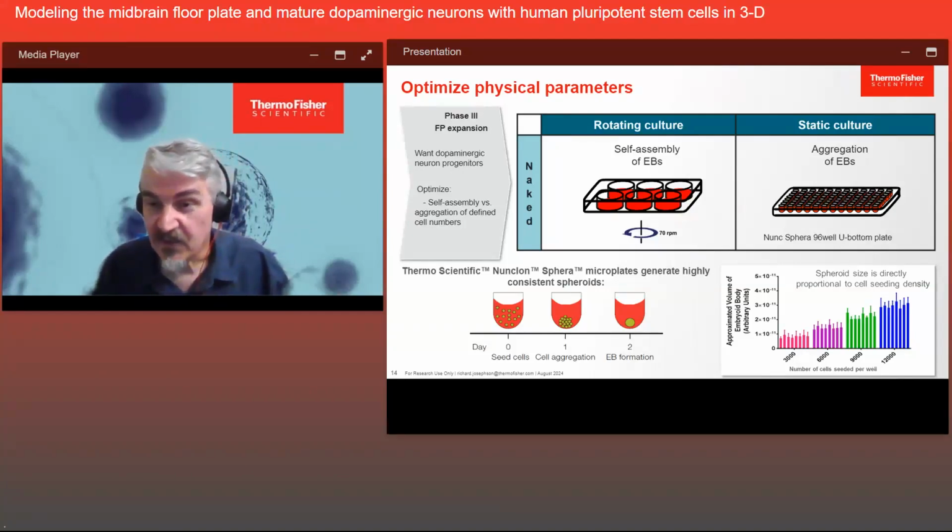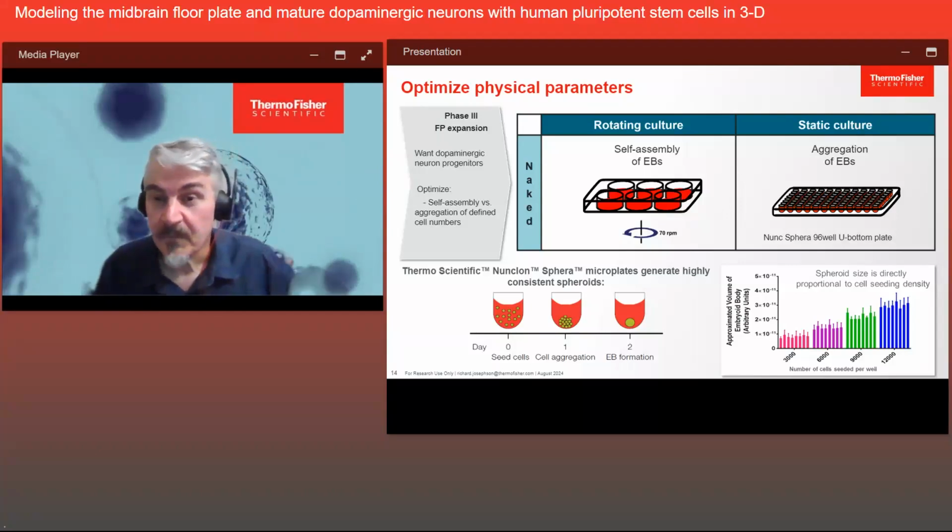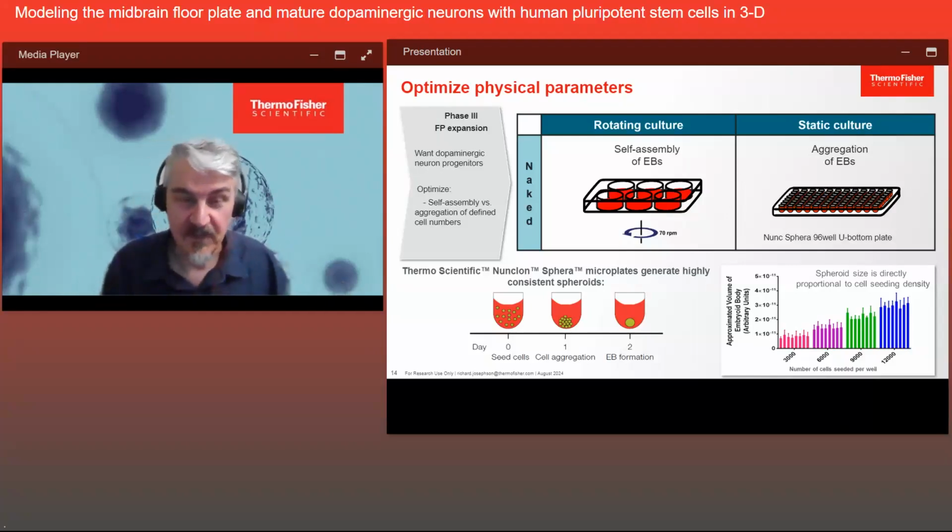As you see on the lower right, the size of these spheroids is proportional to the number of cells seeded per each well. And furthermore, the diameter of the spheroids varies very little from well to well. Finally, both of these conditions on this slide, the self-assembled EBs and the aggregated EBs, are labeled as naked because I'm not adding extracellular matrix into this specification.